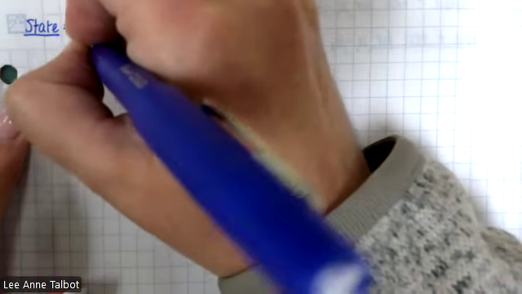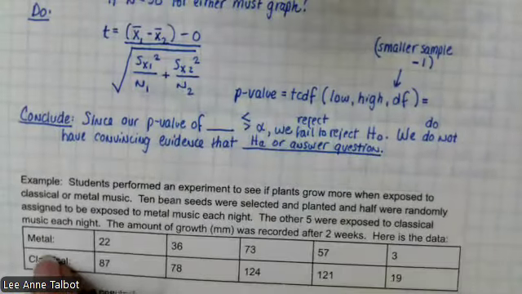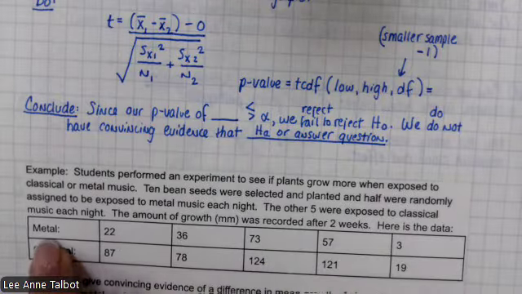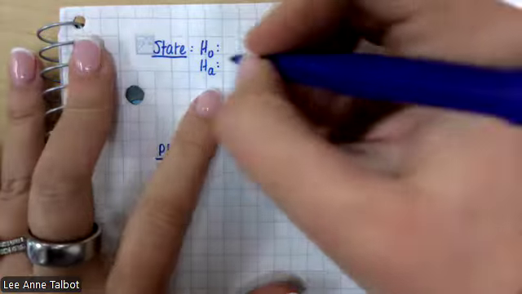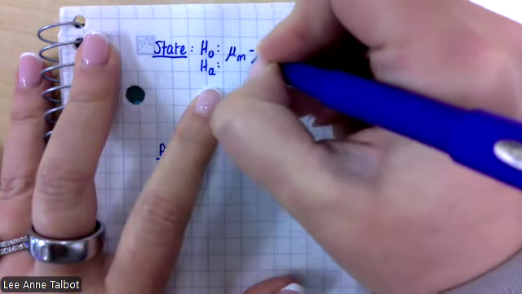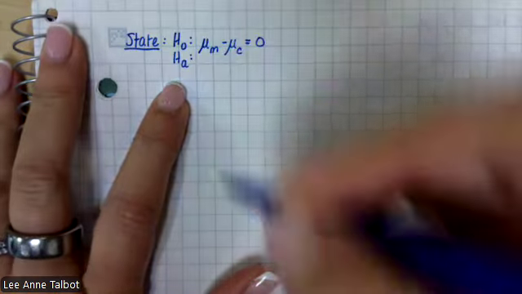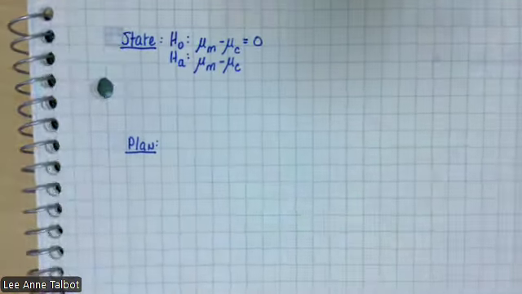Okay, so I'm going to go back and look at the letters. Looks like I'm going to use metal and classical. And I'm going to go metal first because it says it first and classical second because it says it second. So I'm going to go the mean of metal minus the mean of classical equals 0. The mean of metal minus the mean of classical. I didn't even read the problem. That's great. Good studying techniques there.